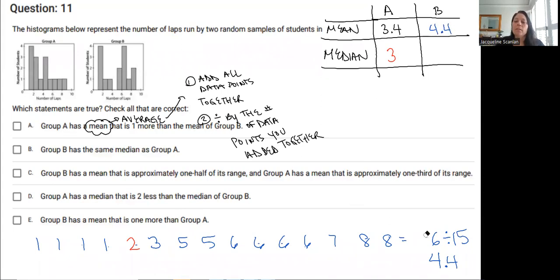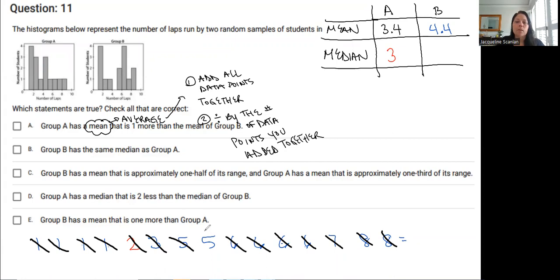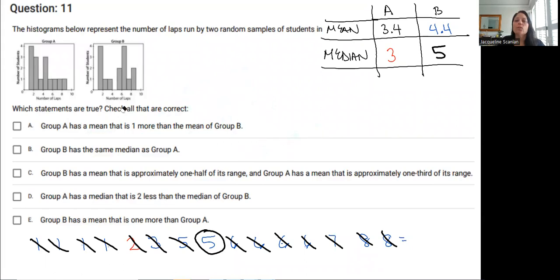Right, now I'm going to find the median. And to find the median, remember, you cross out from the outside in. So cross out a 1 and an 8, another 1 and another 8, and so on. So the median of group B was 5. All right, so the heavy work here was really just doing all of the math and finding those 2 measures of central tendency, finding the mean and the median. Now I can go through and say whether each of these answers are true or false.